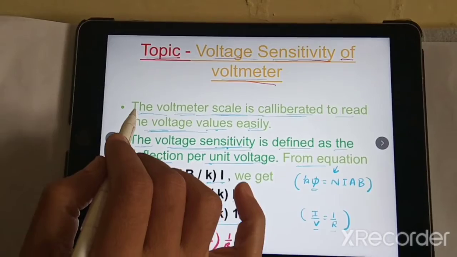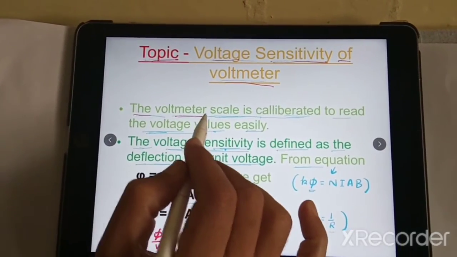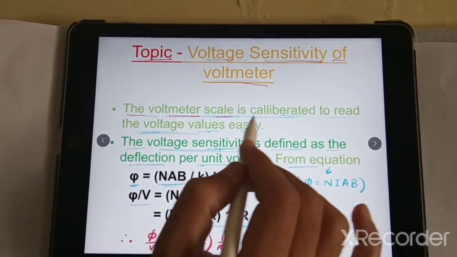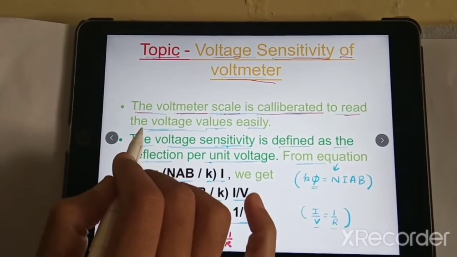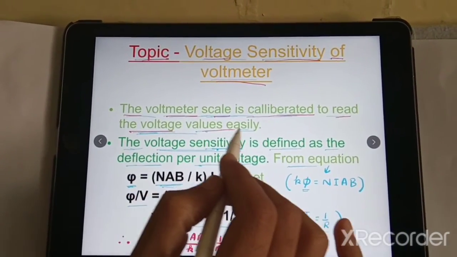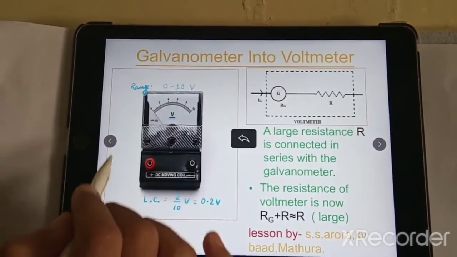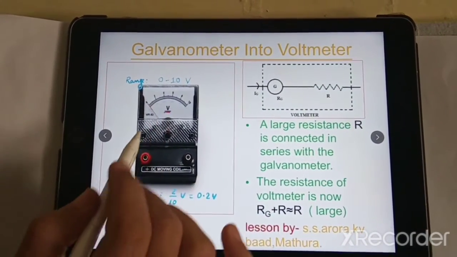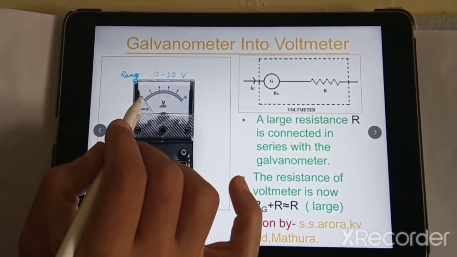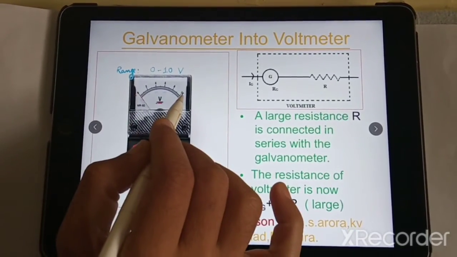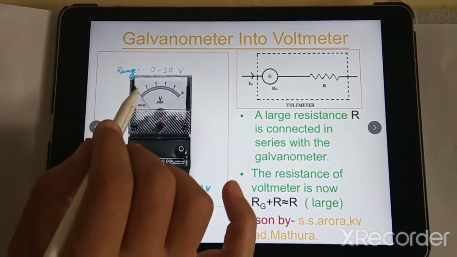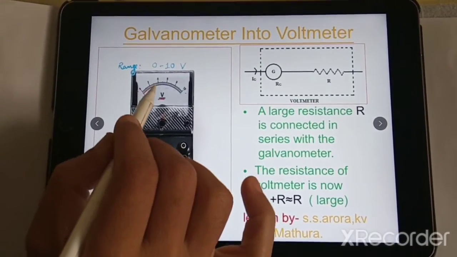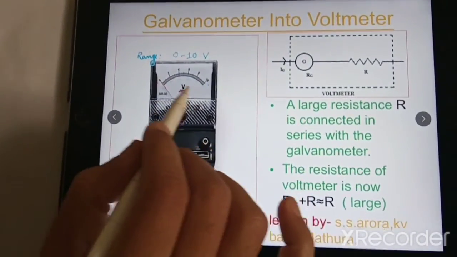So firstly, the voltmeter scale is calibrated to read the voltage values easily. So let us see how. This is a voltmeter and it has a scale from 0 to 10, and it has been graduated or calibrated.